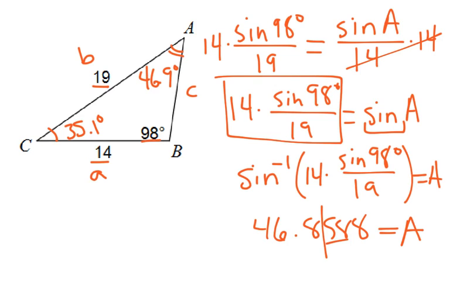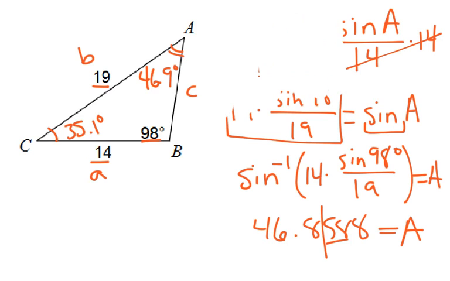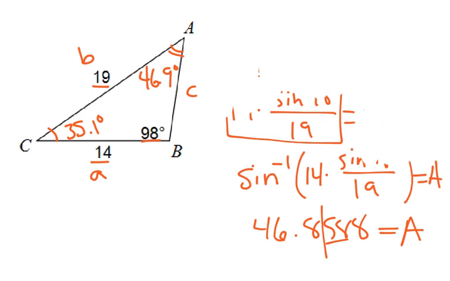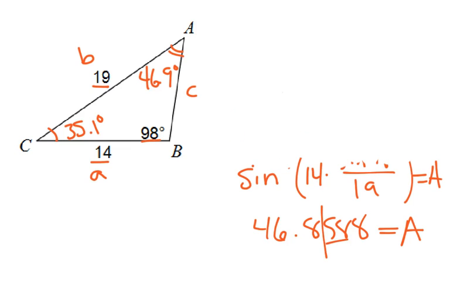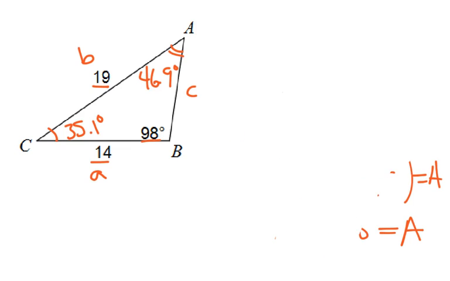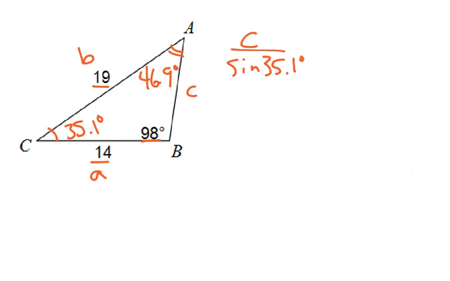Now we can do the law of sines one more time to figure out that last side for C. Could we use the law of cosine? Yeah, we could, but why would we want to when the law of sines is so pretty darn easy? So I'd go C over the sine of 35.1 is equal to, let's use our B again, it's easiest, 19 over the sine of 98 degrees. So notice now how we switched the sides.